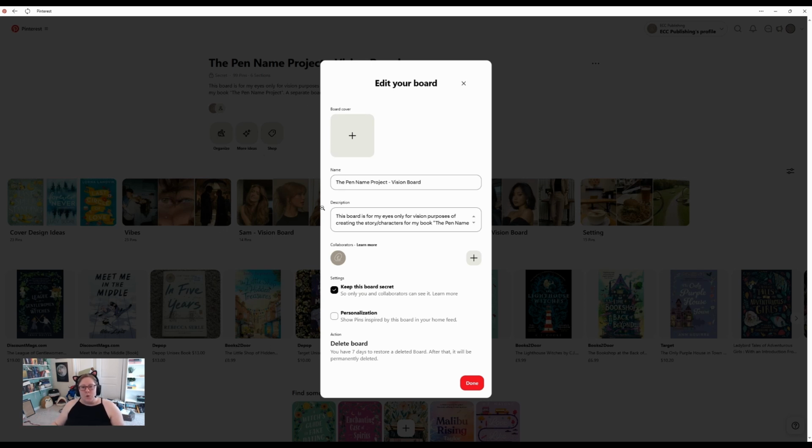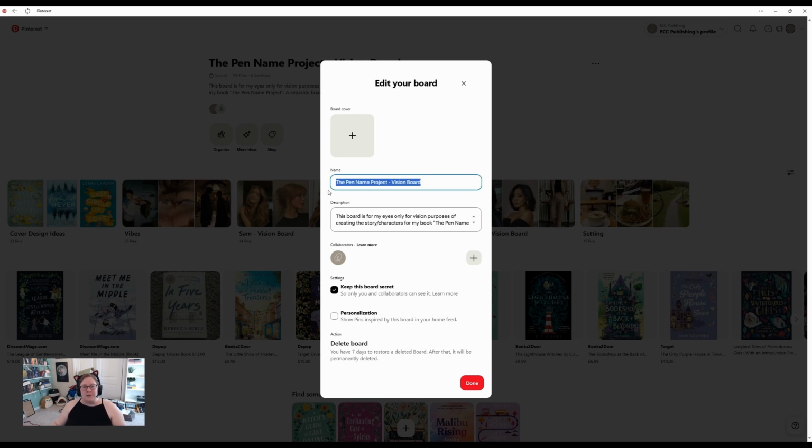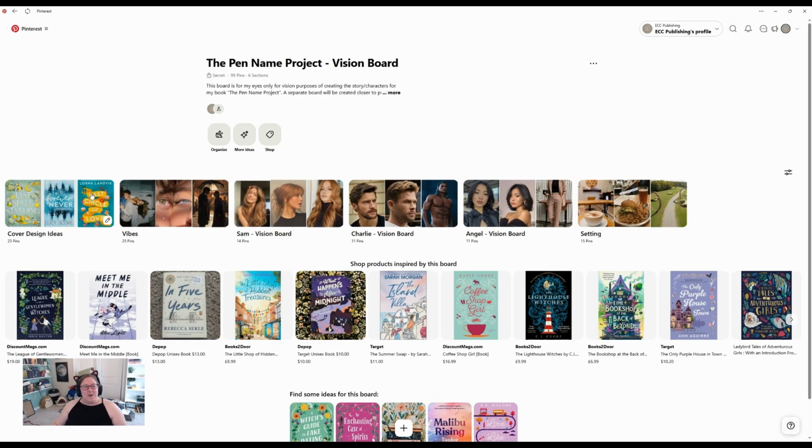So this is for the pen name project. I just call it a vision board. This is for my eyes only. This is secret, so you guys can see what nobody else is seeing just yet. So yay for you guys. I created this one more recently, because this is more for the cover design ideas for when I work with my cover designer here soon.